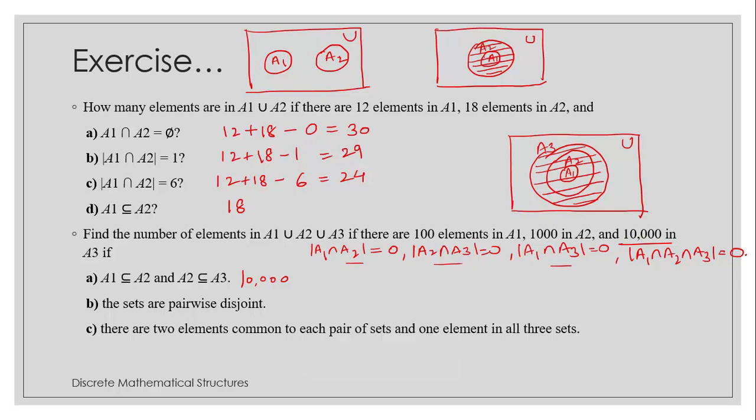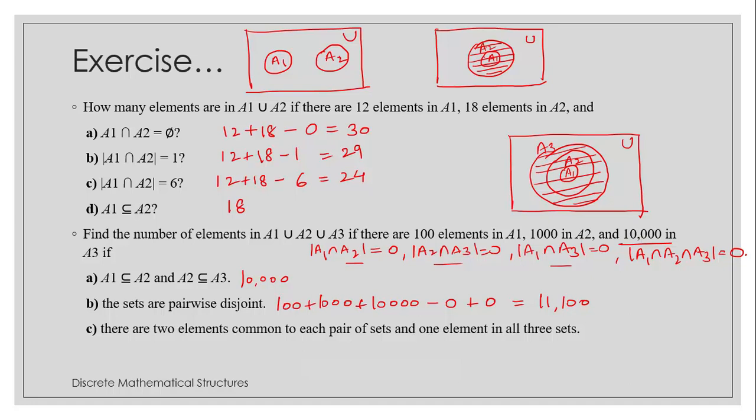So here again we can use the inclusion-exclusion principle. The answer will be 100 plus 1000 plus 10,000 minus the number of elements in the pairwise intersections, which is 0, plus the number of elements in the intersection of all three sets, which is again 0. So the answer will be 11,100.